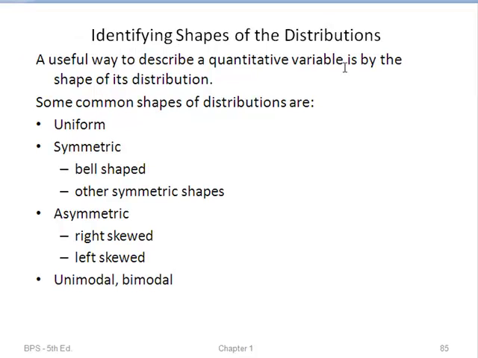Identifying shapes of distributions. That's a way that we can describe a distribution. One way is by its shape. Now, there are some common shapes that distributions take. We have uniform, symmetric, bell-shaped, or other symmetric shapes, asymmetric, right-skewed or left-skewed, unimodal or bimodal, and there's multimodal also. So there's different shapes, but these are the ones that we're going to take a look at.